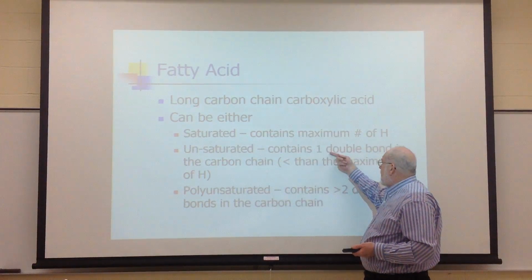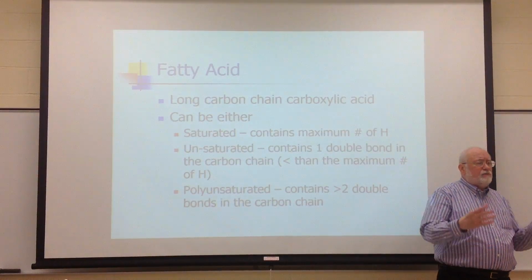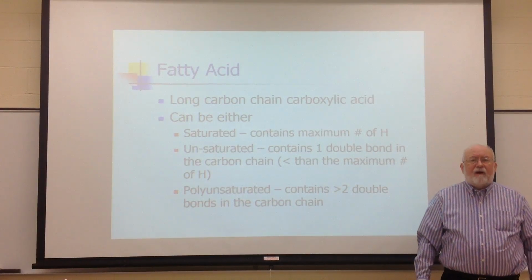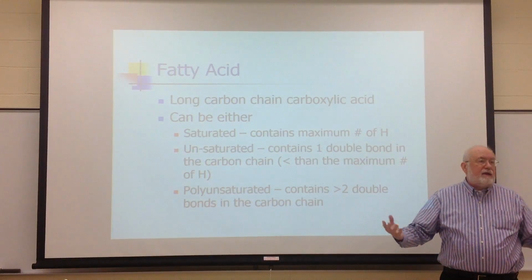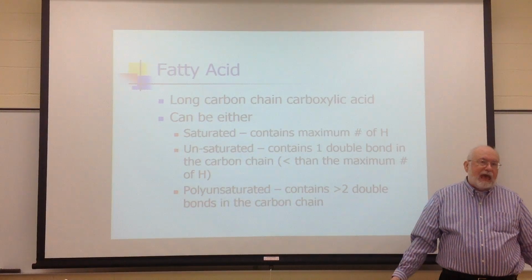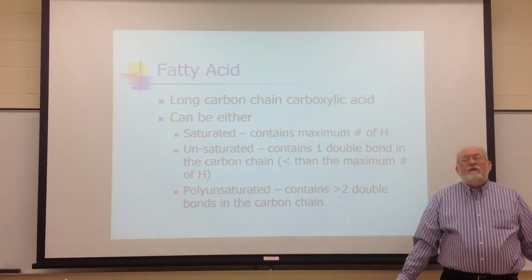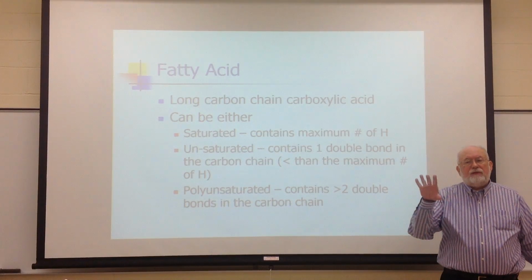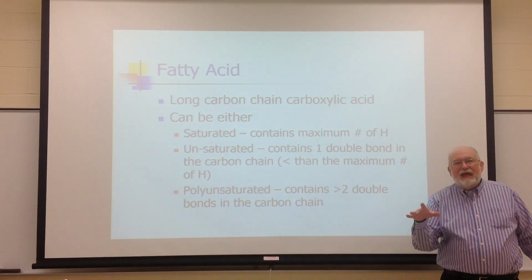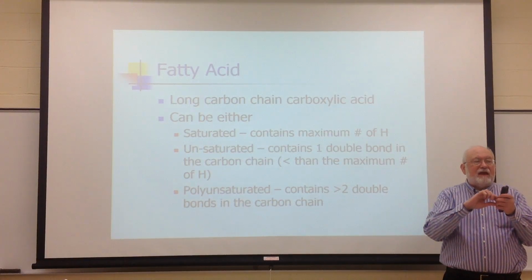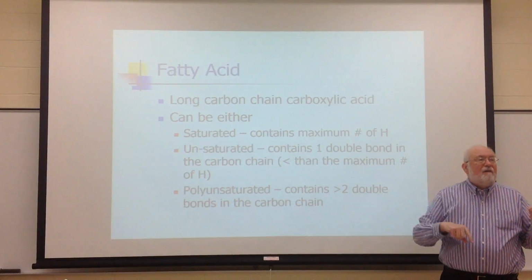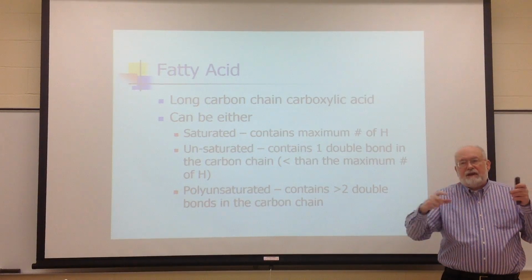Unsaturated. It has one double bond. So between two adjacent carbons, there's a double bond. Now, obviously, if you throw a double bond in, you've got to take two hydrogens out. So it has less than the maximum number of hydrogens. The important thing here is this. When you throw in the double bond, you put a bend in that hydrocarbon chain. If it's a saturated chain, they're all pretty much in a row. It's a nice, straight, zigzaggy chain. But if you throw in a double bond, you put a bend in it.